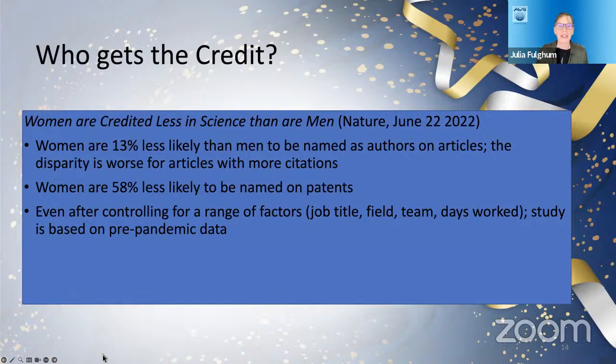And it's worse if articles have more citations, the teams were less likely to credit women. They are much less likely to be named on patents. And this study controlled for a wide range of factors. And distressingly, it's based on pre-pandemic data. So it's only gotten worse post-pandemic.